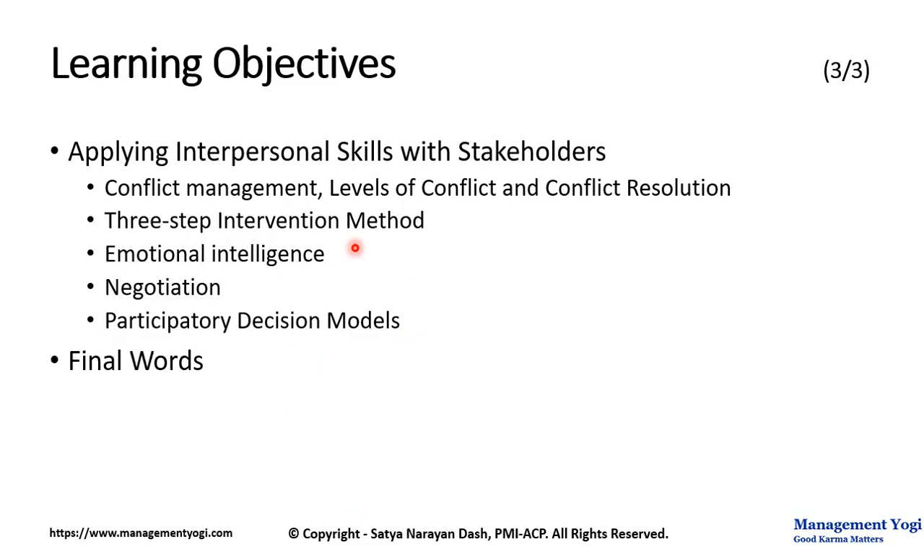Next, we'll see applying interpersonal skills with your stakeholders. Under it, we are going to discuss conflict management, which is important, levels of conflict and conflict resolution, three-step intervention method, which is very specific to Agile approaches, emotional intelligence, negotiation, and participatory decision models.